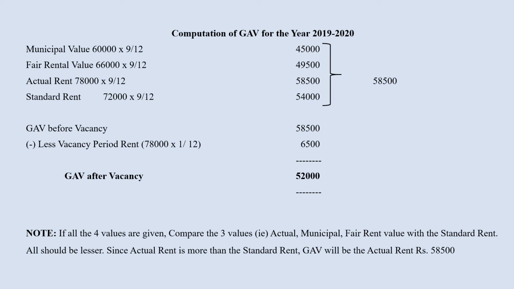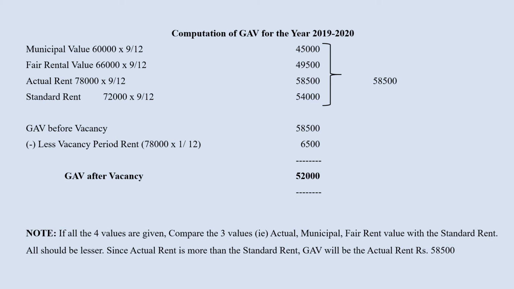Out of this we have to see what will be the GAV. So when you compare all the four, when you have all the four, first see if the actual rent is more than the standard rent. Yes, in this case actual rent is more than the standard rent. So what will be your GAV? Your actual rent will become your GAV, which will be 58,500. That will be your GAV.